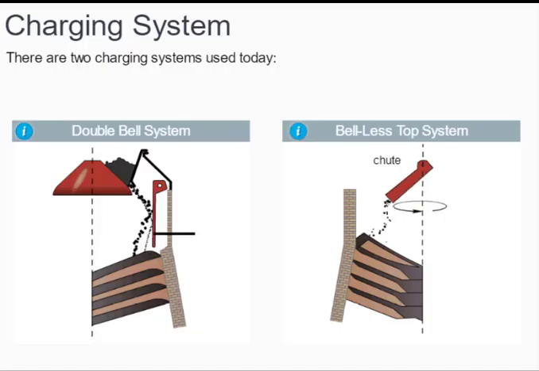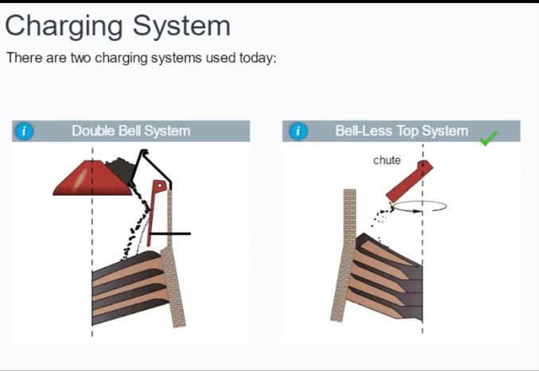So there are two types of charging system: one is the double bell charging system, and the other is the bell-less top system. The double bell system, which was used in the old days, charged raw materials into the blast furnace in two stages through conical bells, which seal the gases and distribute the raw materials evenly around the circumference of the furnace throat.